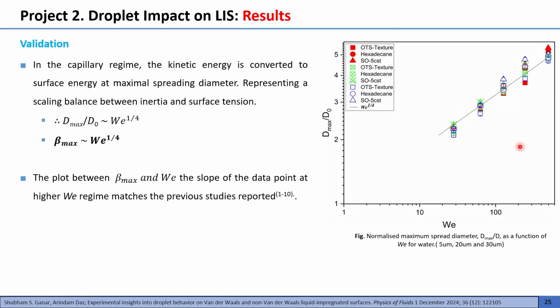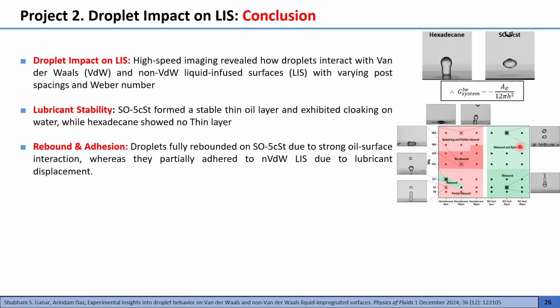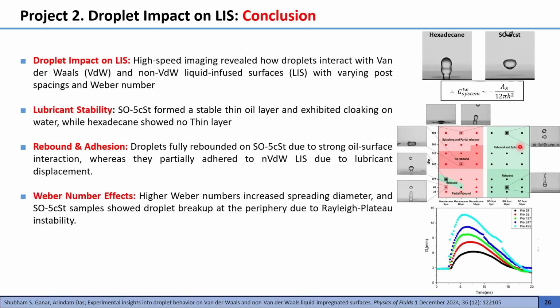We also plotted the graph for Dmax to D0. It also follows the Weber number slope of Weber number to the power 0.25. Concluding this project 2, we did high-speed imaging to study the droplet impact behavior on van der Waals and non-van der Waals LS, and for the different post spacing. We also calculated the stability of the lubricant. We also identified the different phases of rebound and no rebound in the van der Waals and non-van der Waals LS, and plotted the various plots.